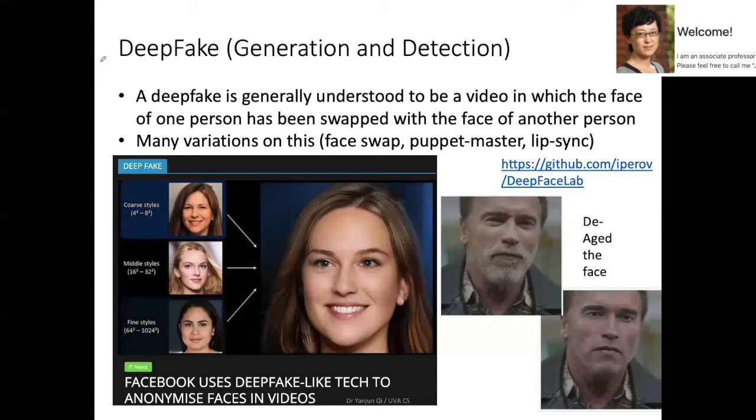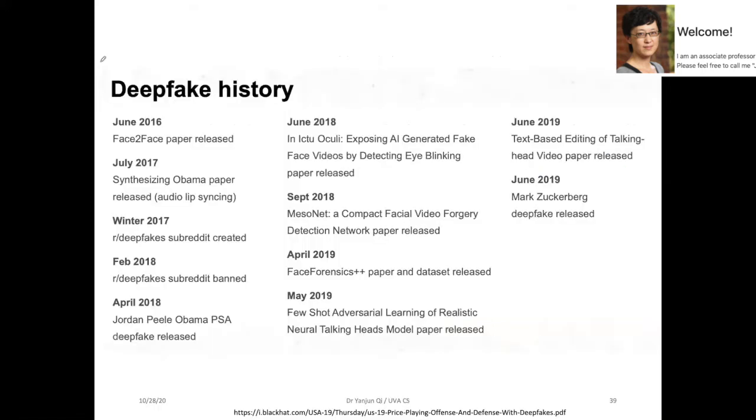So for example, Facebook is trying to use DeepFake-like technologies to anonymize the faces. If you don't want to have your face shown, Facebook uses it to anonymize the face, which is a good use. You can also use this to de-age the face, right? This is also a good use. So it starts from a very small paper, but grows into a really big industry. It's very powerful, but it's also kind of scary.